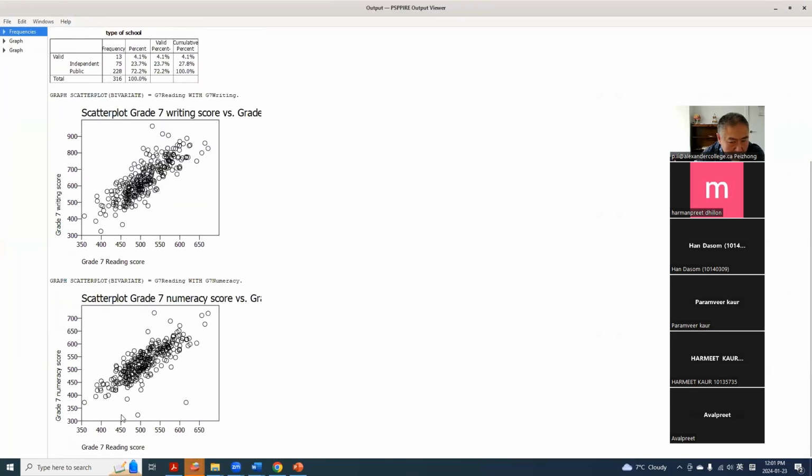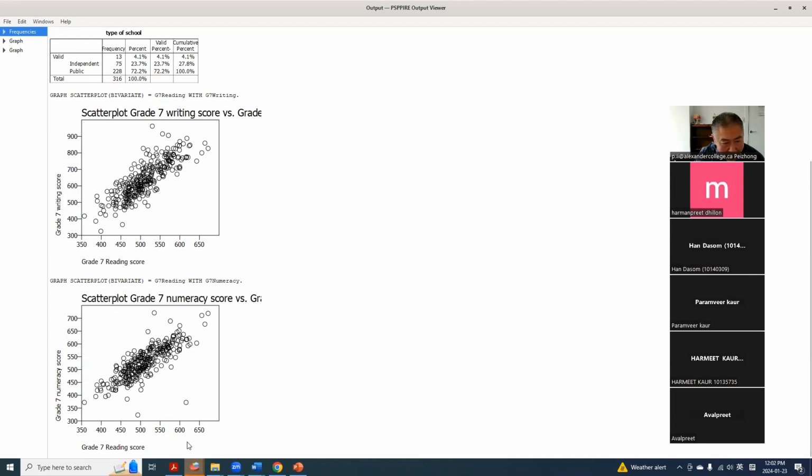Oh, still strong positive correlation. So these schools have super high reading scores. They have super high numeracy scores. This school, I don't know what school it is, has a really low reading score. It has a really low numeracy score. So the two variables vary in the same direction.